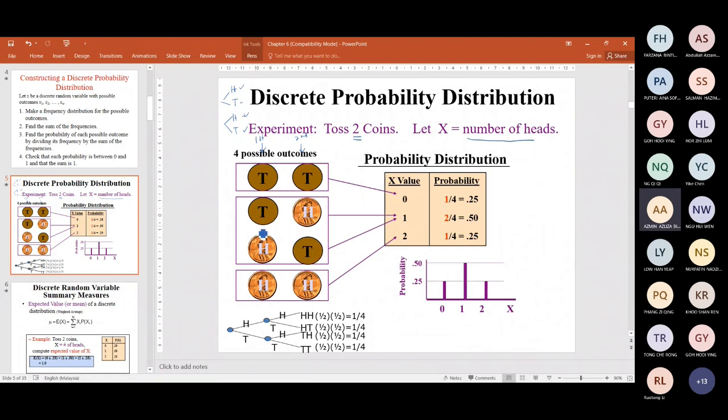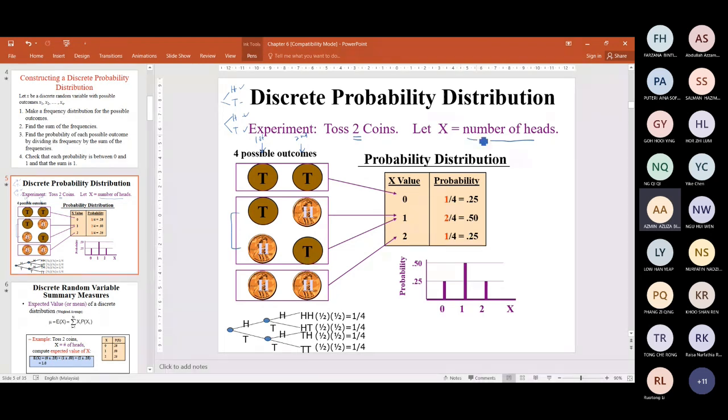The second one here, we can see that we have 1 head out of 2 outcomes. The third one also has 1 head out of 2 outcomes. So only 1 head, but it appears 2 times. When you get 1 head, 1 tail, it appears 2 times, right? These two. So 1 head, you get 2 times out of 4. This is 2 out of the 1, 2, 3, 4 outcomes here.